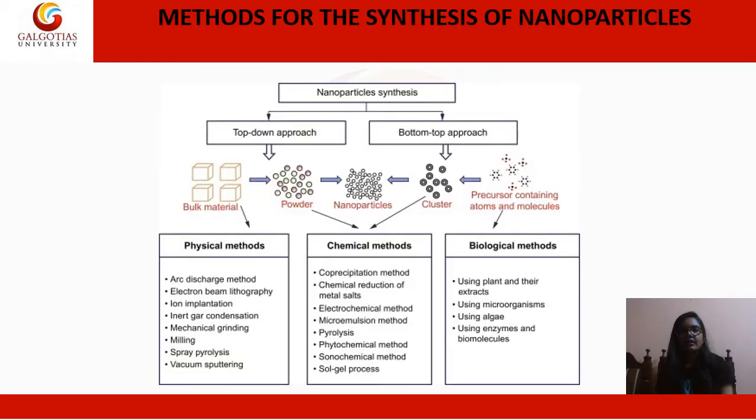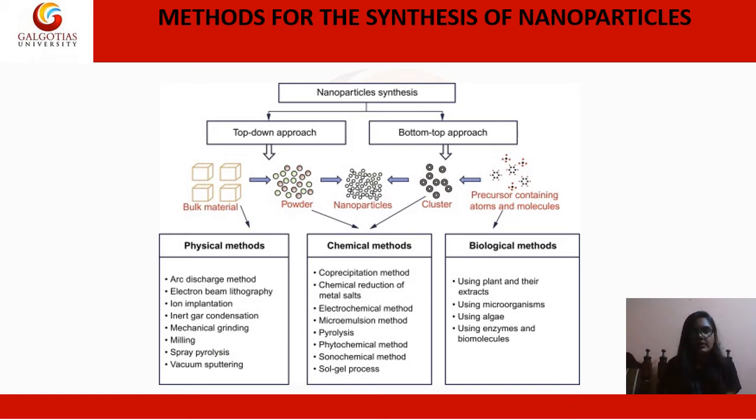So there are n number of methods for the synthesis of nanoparticles, depending upon the approach you want to proceed with. So we have the top-down approach, we have the bottom-up approach, depending on what type of nanoparticle you want to make, like you want a powder, you want a capsule, you want a nanosphere or a cluster. So depending upon that you can choose the method. We have physical methods, chemical methods and biological methods, or you can say physical approach, chemical approach and biological approach.